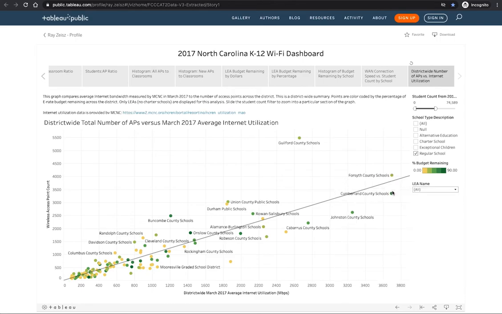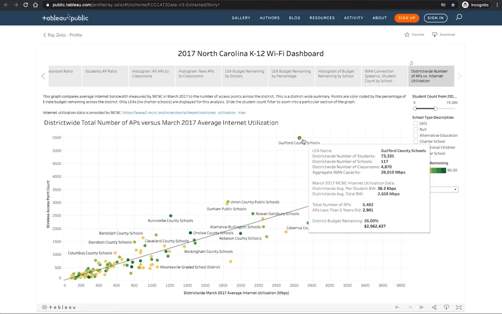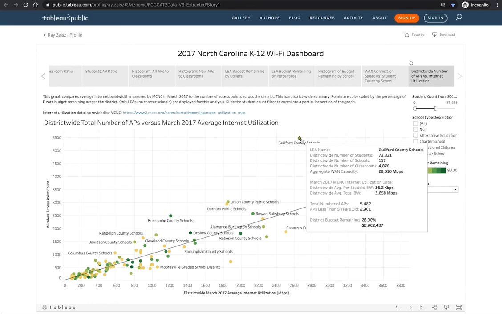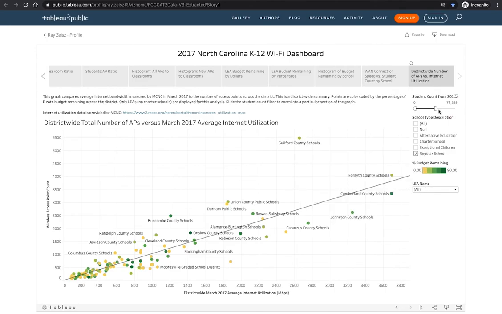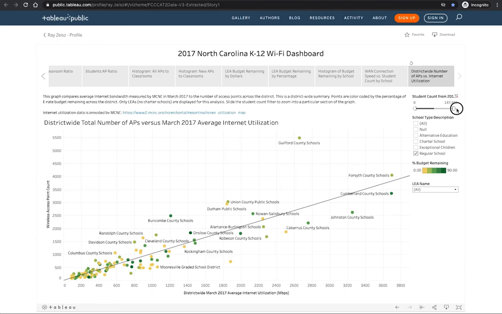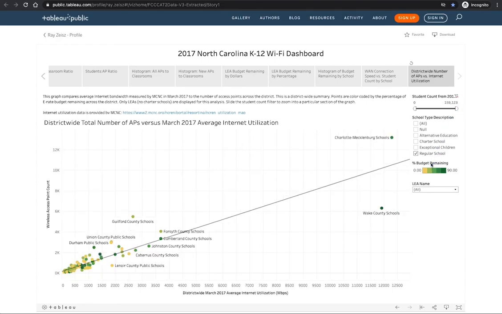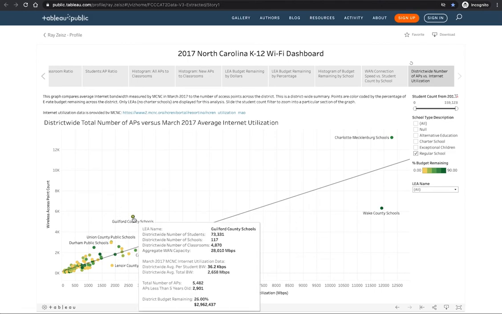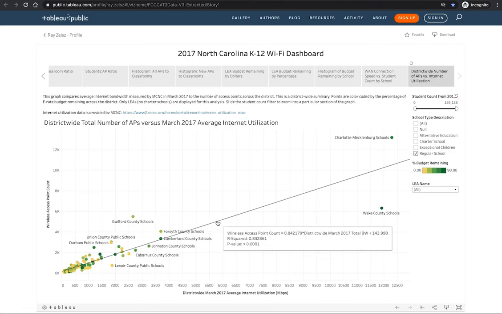Forsyth and Cumberland are right around the same ratio. I think the outlier here is Guilford. Based on having that many access points, we would really expect to see them way higher up the usage curve. So that is an indicator that they might need to buy more devices. They have plenty of access points, but they do not have that much utilization. If we pull the chart all the way out, we can see Guilford, to be on the trend line, would be out here at almost twice the utilization that it was at in 2017.